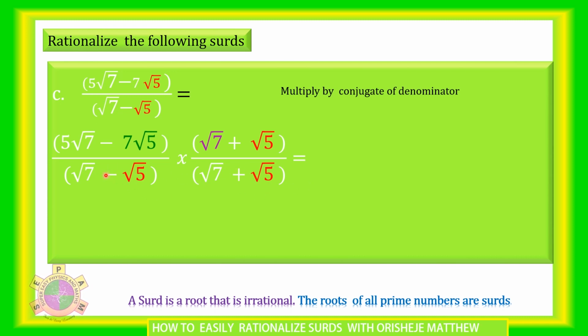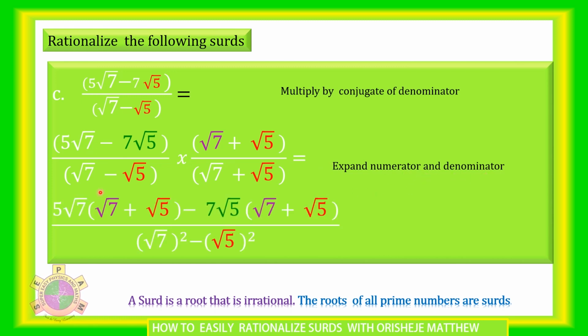So let's expand the numerator using the way we normally expand a quadratic expression. So expand the numerator and denominator. So we do that. If we take 5 root 7, use it to multiply root 7 plus root 5, that's how we have this. Then next, take this 7 root 5, use it to multiply the second bracket, which is root 7 plus root 5.